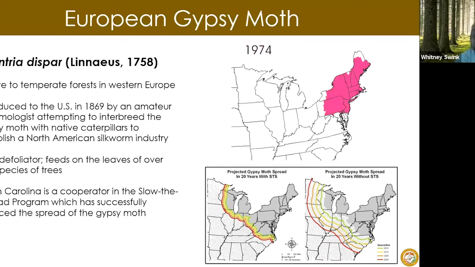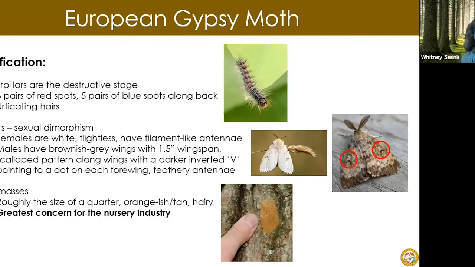In terms of identifying gypsy moth, the really destructive stage are the caterpillars, and they're pretty striking. They've got 6 rows of pairs of red dots and 5 rows of paired blue dots. They do have urticating hairs, so if you were to encounter these, just be careful handling them. They're not too harmful, but it can be itchy, and if you were to inhale too many, it can just kind of cause like an itchy throat. So just handle with caution.